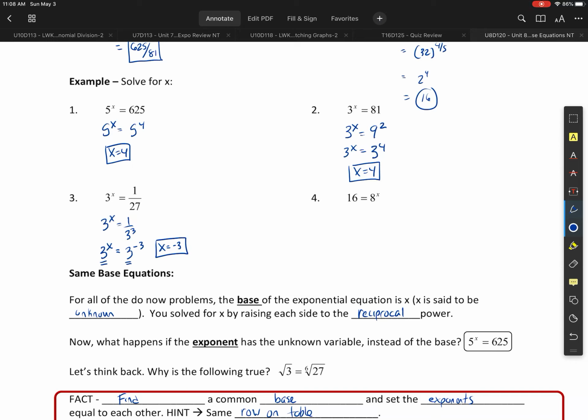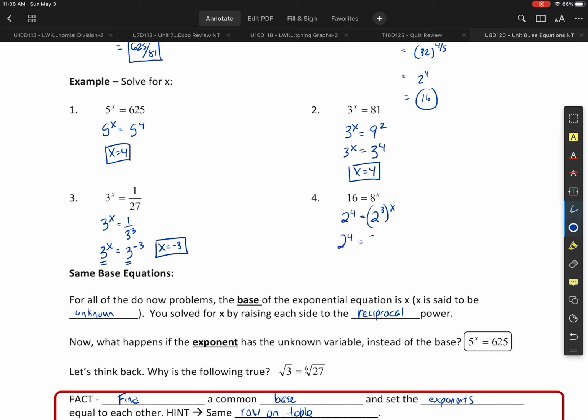Right. Problem 4 brings in a little bit of a different idea here. We can't write this as 8 to the x and 8 squared. That's not going to work. So this is where we really want to look at the exponent chart and look in the rows and find 16 and 8. Well, if you scroll across each row, you will find in the row of 2 that 16 is 2 to the 4th and 8 is 2 to the 3rd.